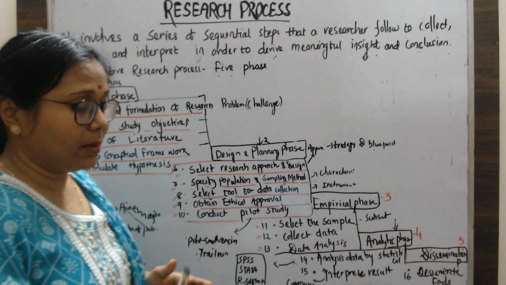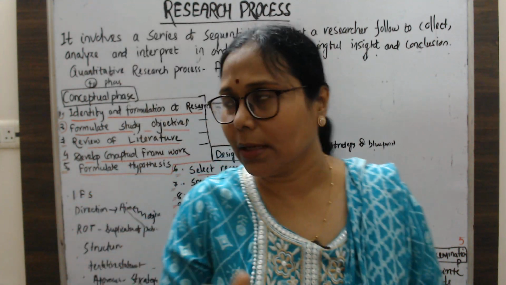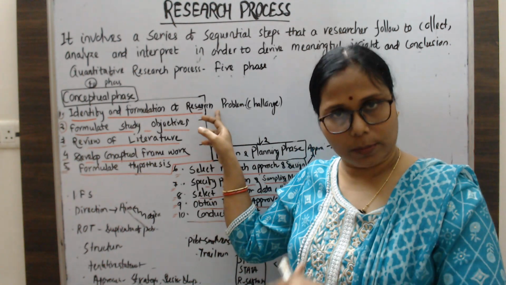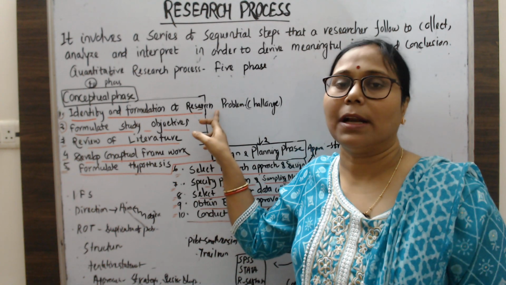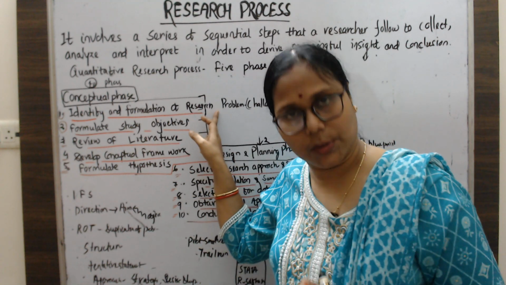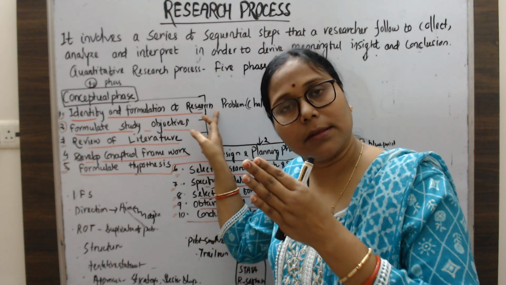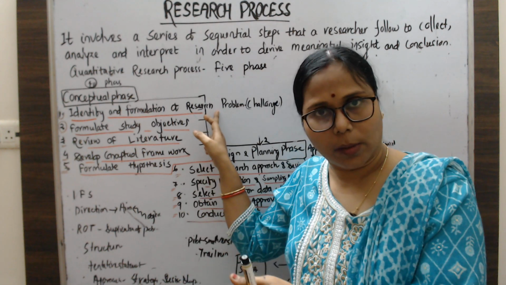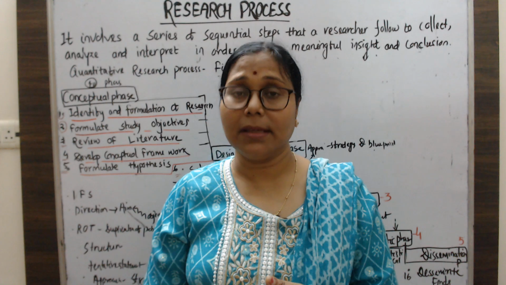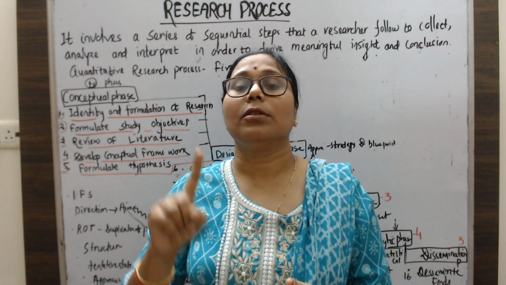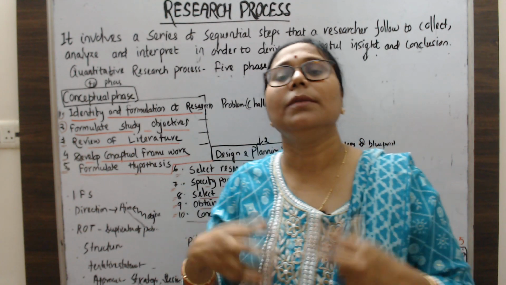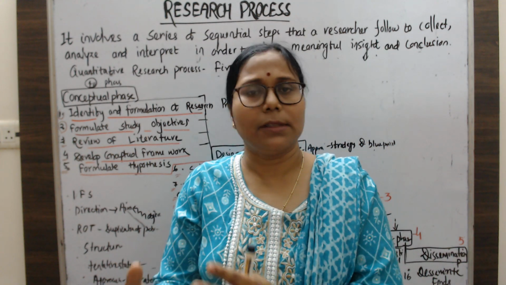In the conceptual phase there are 5 steps. So what are the 5 steps? The first one is the identification and formulation of the research problem. This is the very challenging part for the researcher, because the research problem should be taken from a current issue or situation, and it should have intensity and feasibility, and also significance for our profession. So that topic should be selected as the research problem.